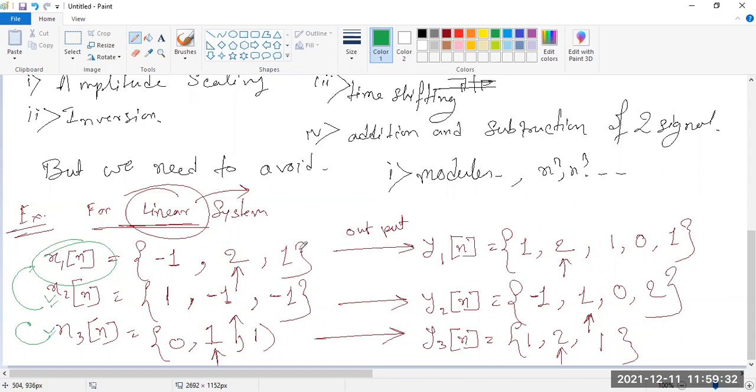If this is equal, then this is the LTI system. If this is not equal, then it is not the LTI system. So this is your example. I will show you how I can do this.